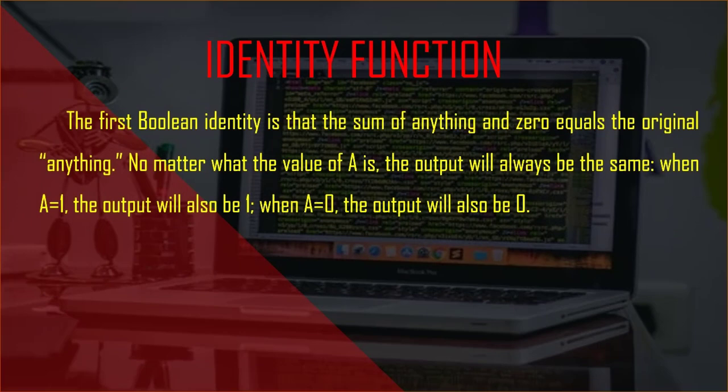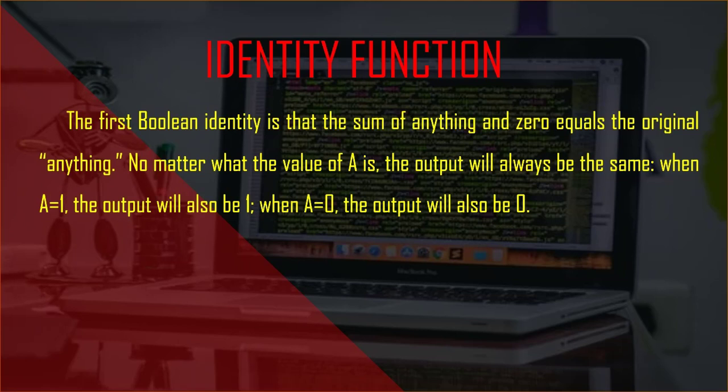The Boolean function identity, also known as the zero identity, is a simple but fundamental concept in Boolean algebra. It states that the sum of anything and zero is equal to the original value. In other words, when you add zero to any Boolean value, true or false, the result is always the same as the original value. For example, if A is true, then A+0 will also be true, and if A is false, then A+0 will also be false.